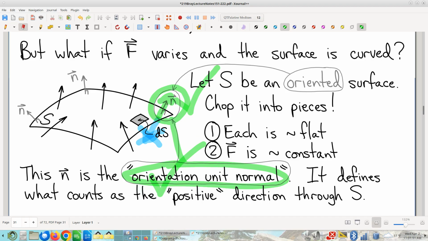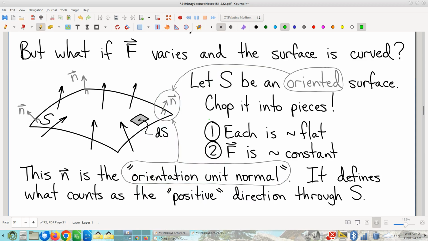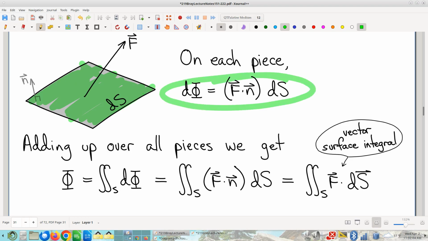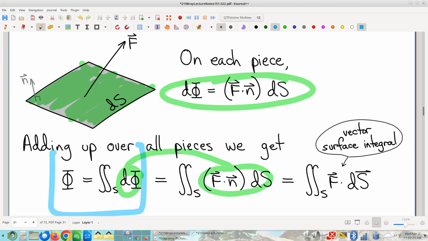Okay. Now, with that settled, it's all over but the shouting. On any given little piece of area, from chapter 3, we know that this is the amount of flux happening on that little piece of area. It's the vector field dot the normal vector times the area of that little piece of surface. Chapter 3, old news. And if I want to add that up over the entire surface, adding up a bunch of little d phis gives us an expression that looks like this.